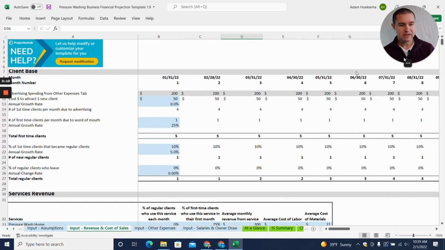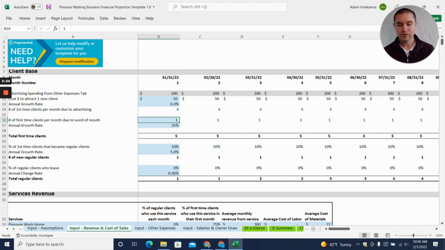So this is the input revenue tab, and we're assuming that you're going to spend some money on advertising. And it may cost some dollar amount. We're going to say $50 to attract a customer. And we also expect you'll get some customers through word of mouth. And so you can put in an assumption of how many customers per month you think you'll be able to generate from word of mouth.